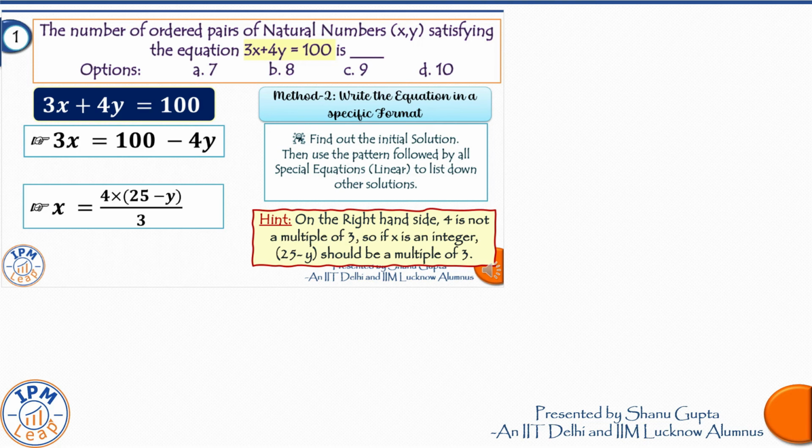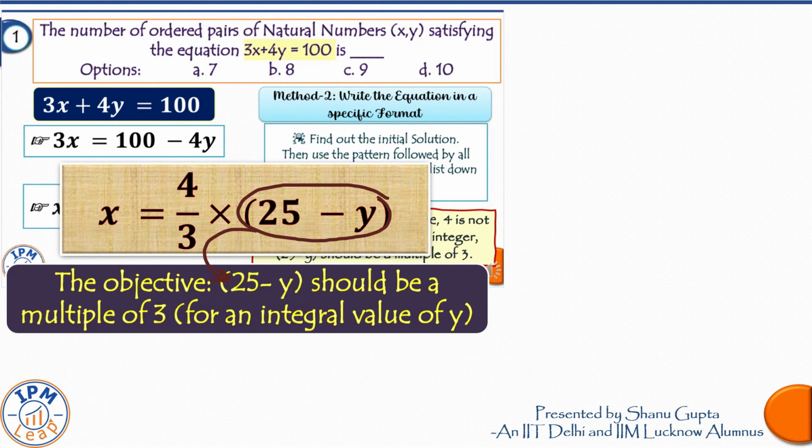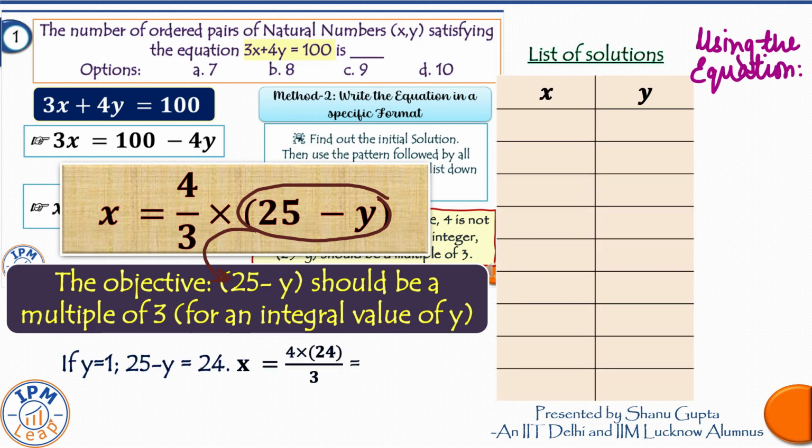Further, from this revised equation, it is easy to do iterations. Let me highlight the revised equation and the objective of our iterations, which is 25 minus y should be a multiple of 3. If y is equal to 1, 25 minus y is equal to 24. It's a multiple of 3. 3 eighths are 24 and 4 eighths are 32. Bingo! We have our first solution in which x is equal to 32 and y is equal to 1. Let us list it down.